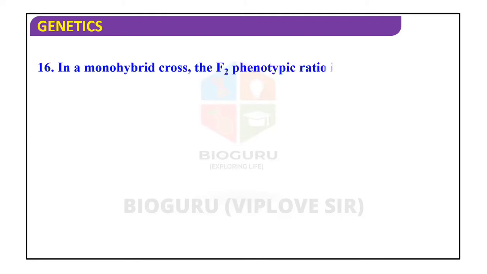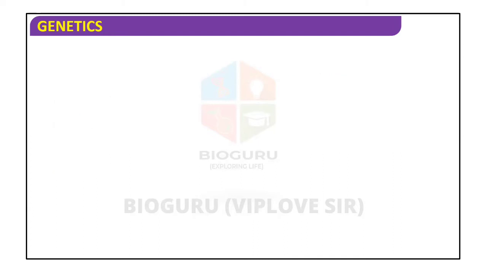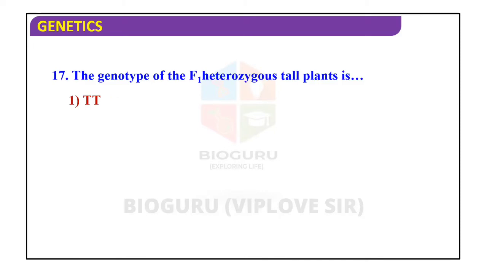In a monohybrid cross, the F2 phenotypic ratio is 1:2:1, 2:1, 3:1, or 1:3:1? Yes, it is 3:1 because it is the phenotypic ratio. The genotype of the F1 heterozygous tall plants is TT, tt, or Tt? Yes, it is Tt.